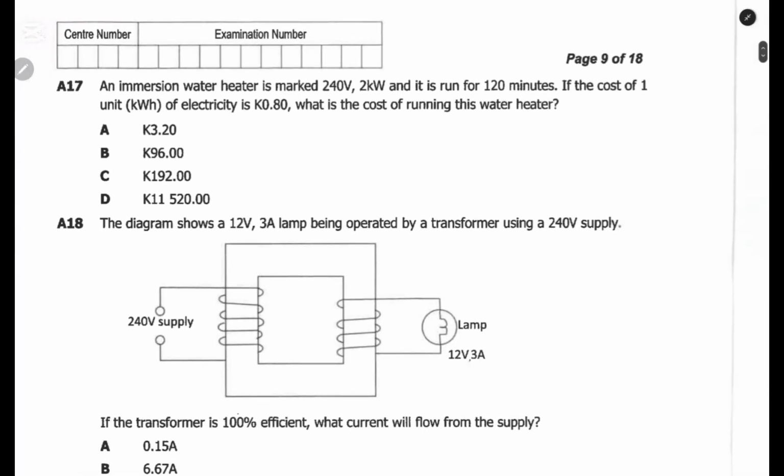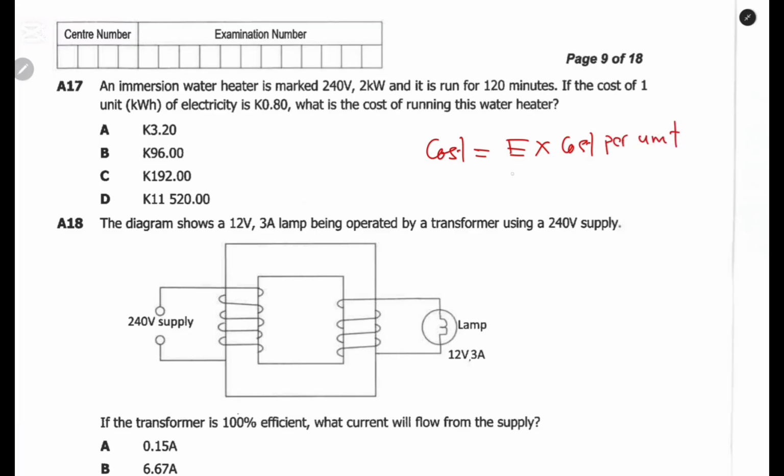Question 17. An immersion water heater is marked 240 volts, 2 kilowatts, and it runs for 120 minutes. If the cost of 1 unit of electricity is 0.80 kwacha, what is the cost of running this heater? So the cost of electricity is equal to energy times what? Cost per unit.